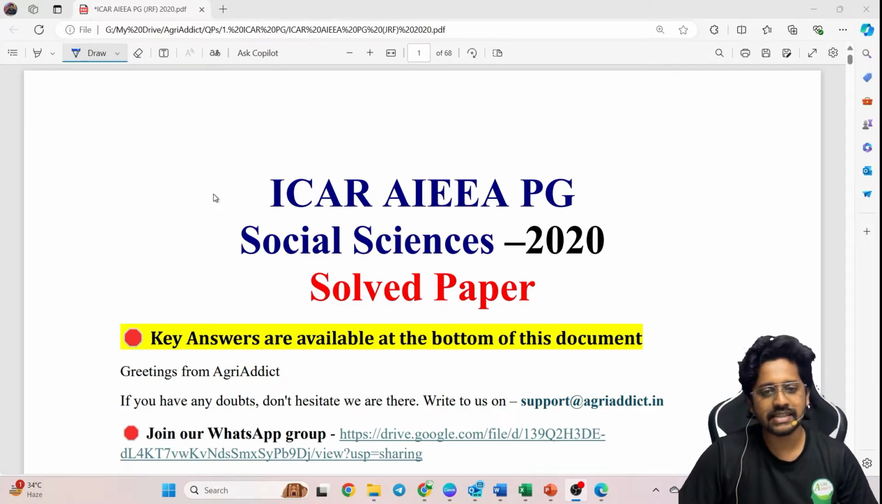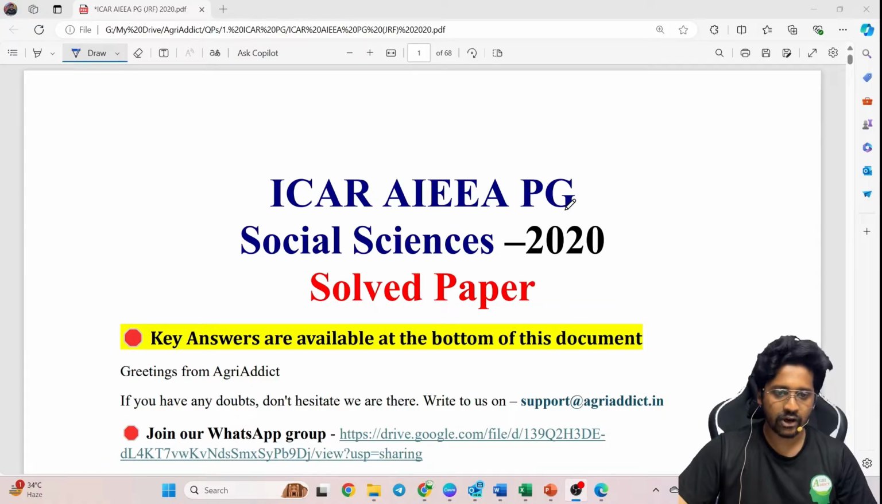As we have been discussing the ICAR JRF papers, today we will be discussing the ICAR PG paper of 2020. So I will be dealing with the economics part of the social science paper.